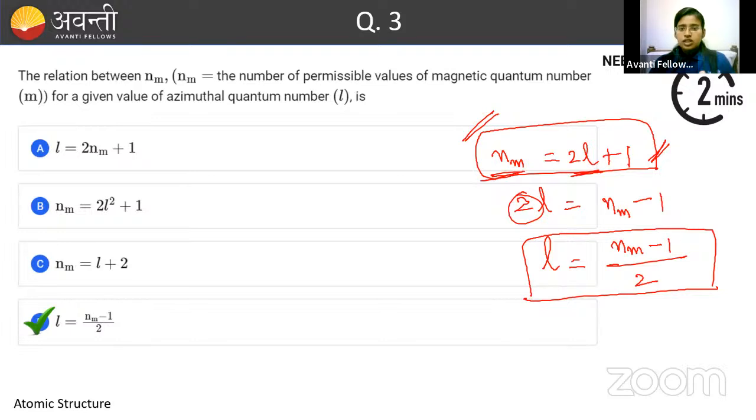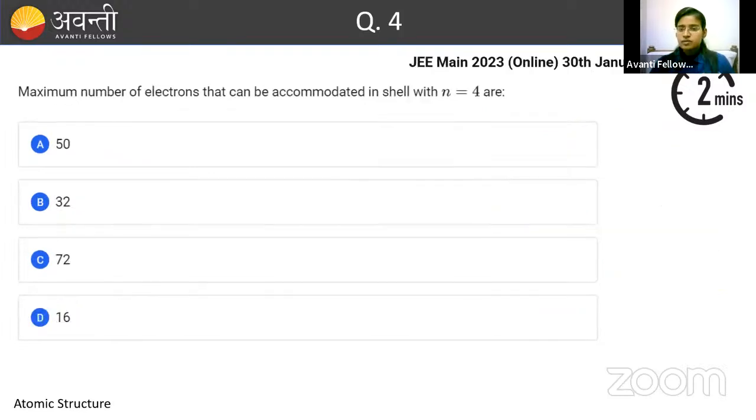So now let's go for the fourth question. Maximum number of electrons that can be accommodated in shell with n is equal to 4. So we are provided with the value of n. Okay. And we are asked to find out the maximum number of electrons that can be accommodated.